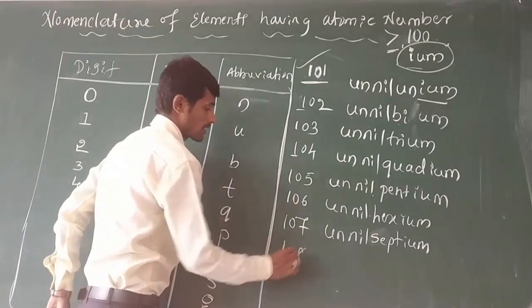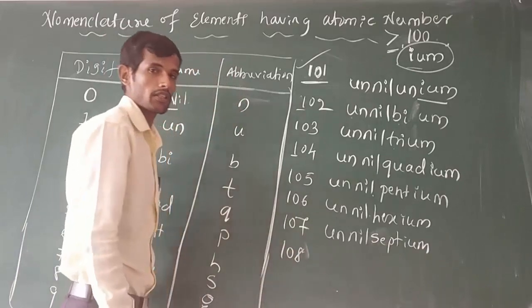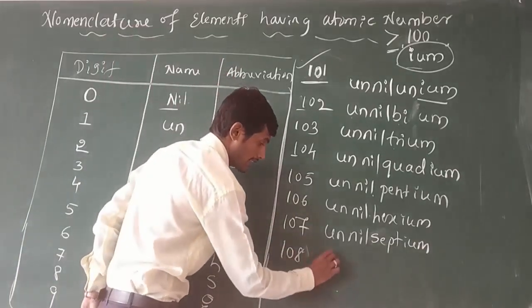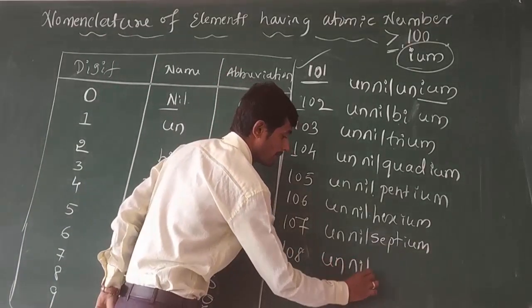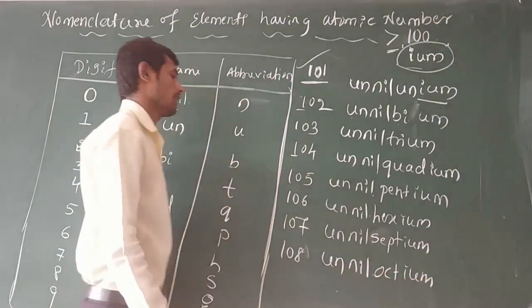Yes, 108 is a very important number. Do you know why? Un, nil, oct, ium.